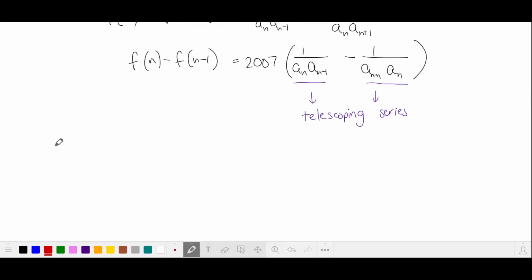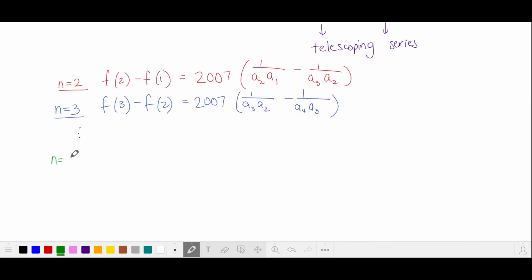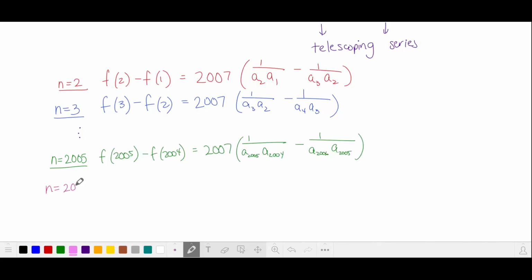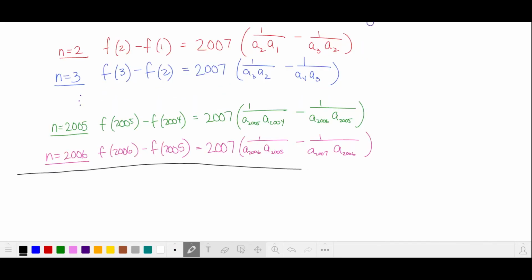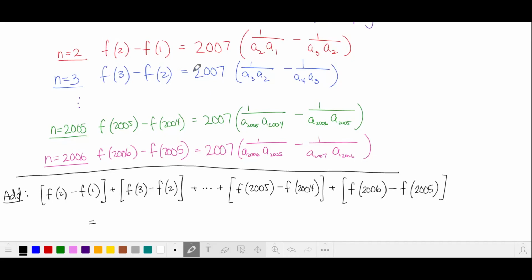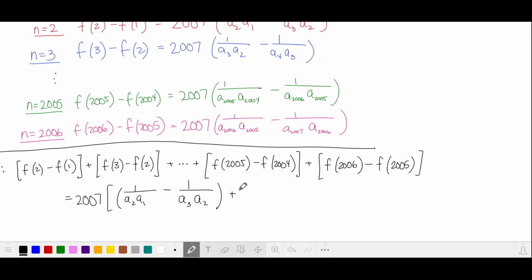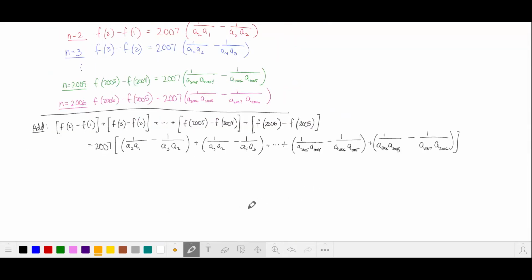Let's find the sum of these values starting with n equals 2. On the left-hand side, we have f of 2 minus f of 1, and this is the right-hand side. And n equals 3. We're interested in n equals 2006, so we'll take the last two terms, n equals 2005, and n equals 2006. Now we'll add everything, starting with the left-hand side. I'll factor 2007 from all the terms. Here's our first pair of fractions, and so on. And now we'll check the telescoping terms.